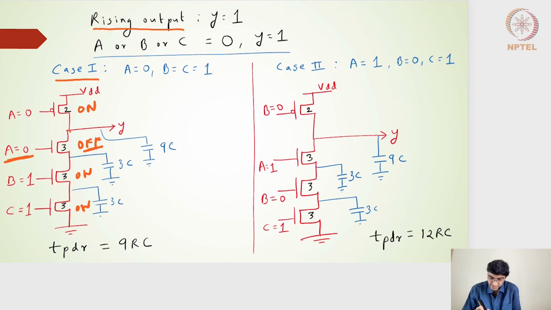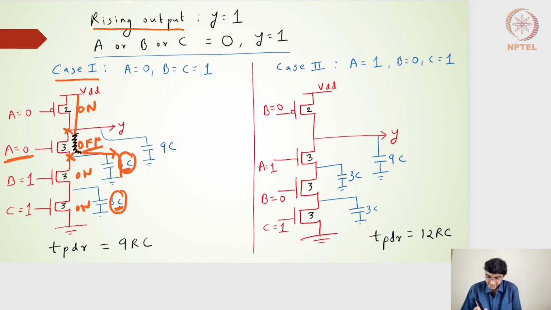What it means is the connection between the output node and the next diffusion is off. So I don't have to worry about this 3C capacitance and this 3C capacitance being charged. If I want to charge them through the VDD path, I have to have this particular path. So the 3C should get charged, but because this transistor is off, this path is not there, so there is no channel.